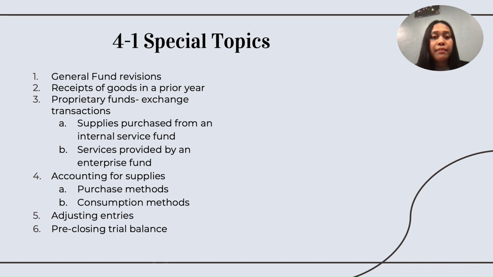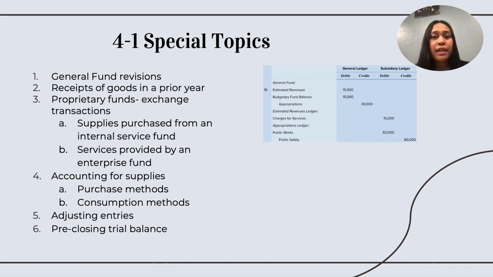1. General fund revisions. These are any amendments of general fund accounts made to reflect their actual amounts. This illustration shows that there is $15,000 more than originally budgeted.